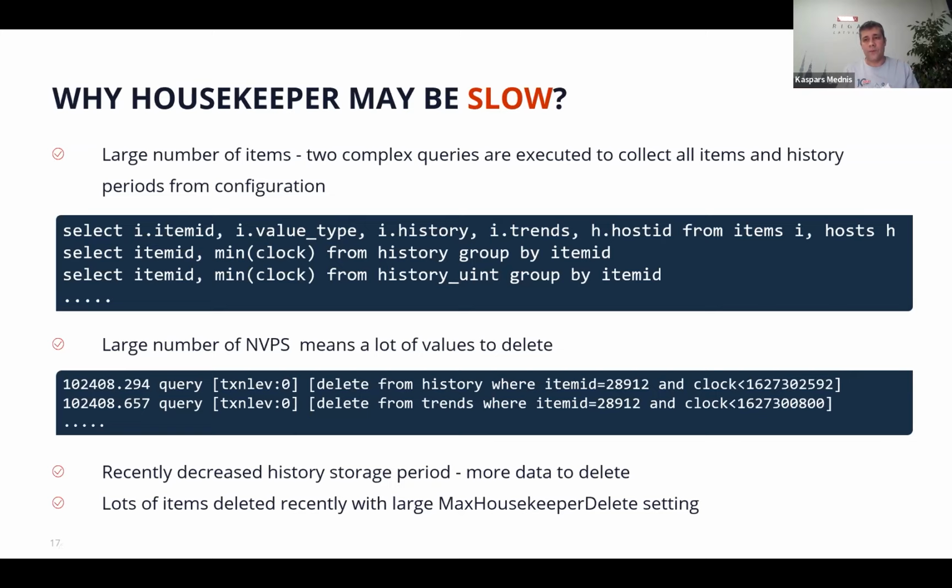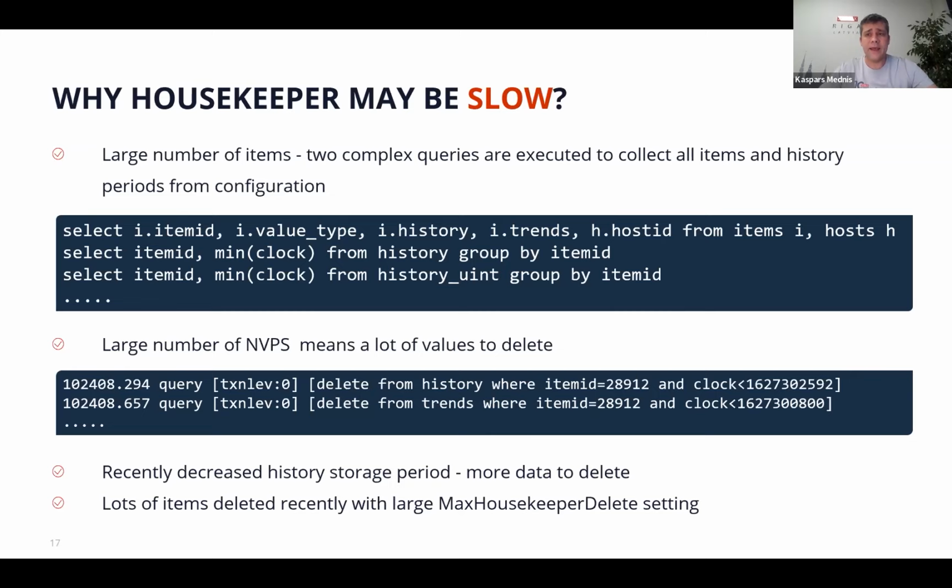Then it runs a query against every history table: select item ID, minimum clock from history table group by item ID. So imagine if you have like 100 gigabytes of history. This query will not be super fast. Grouping a large table by clock is not super fast, so this may be pretty heavy. And then based on the results of those two queries, housekeeper will do its job. Now it knows all the items, all the storage periods, and the minimum clock for all the history values, and it will clean up. And this happens every hour. Those queries are executed every hour by housekeeper.